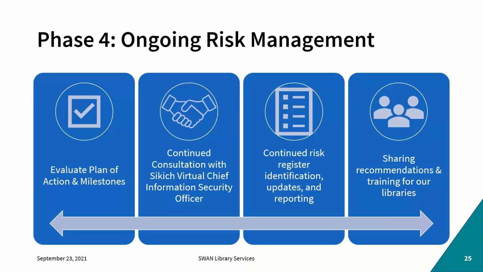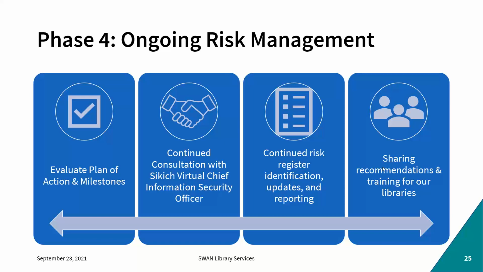And the last one is ongoing risk management. So this is moving forward, identifying new risks as they come up and processing them in the same way. This will involve continued consultation with SICH, continued advancement of our risk register, and then also sharing those recommendations with our libraries and continuing to keep you informed. So this isn't just a one and done thing.